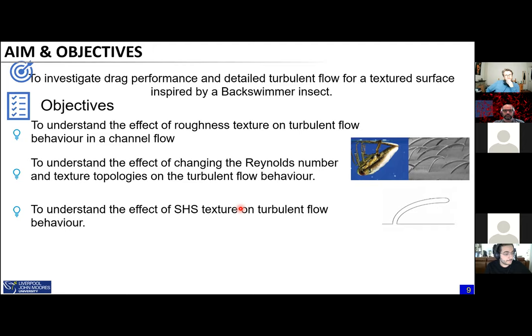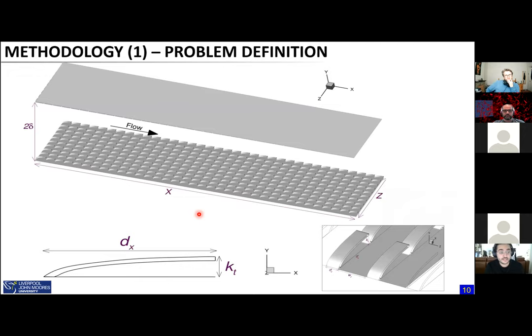For all the presented test cases, the channel consists of a bottom wall with backswimmer textured surface and a top smooth wall. For the super hydrophobic implementation, we consider the main fluid to have 100 times higher viscosity for the region above the roughness crest. Flat interface is considered, hence the deformation and its associated dynamics are not modeled. The density is assumed to be the same for both fluids and buoyancy is neglected.